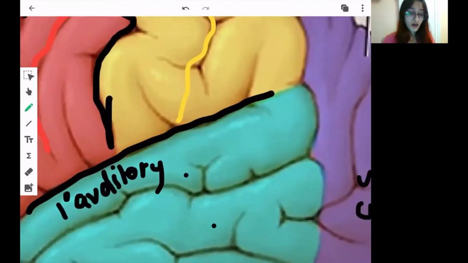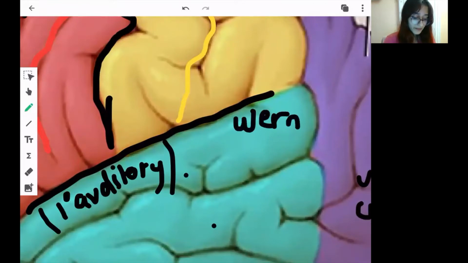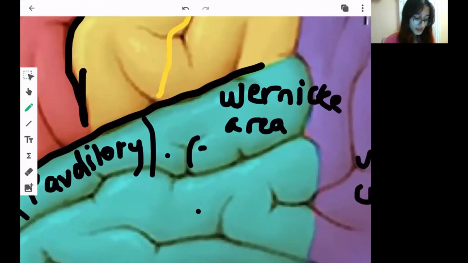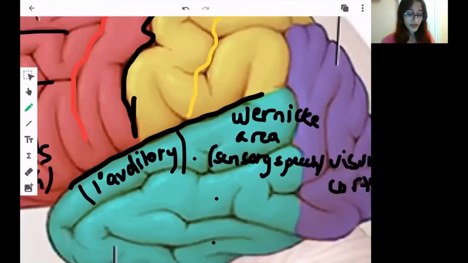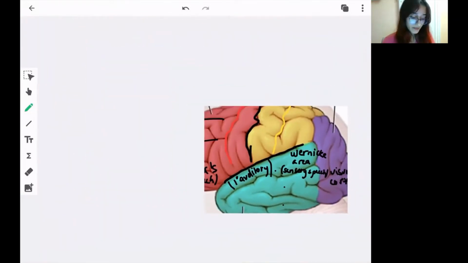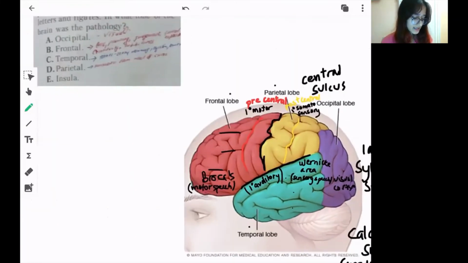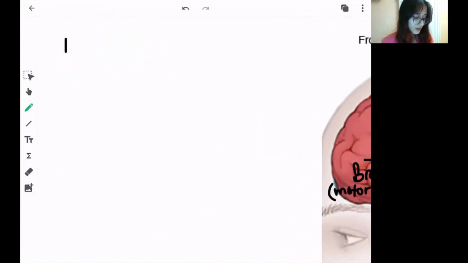So the primary auditory cortex is here, but Wernicke's area is also present in the superior temporal gyrus, and it is for the sensory speech. Just take the notes. If you want to know more, then just wait for my next video. So that was the main part, and let's write it here separately as well.